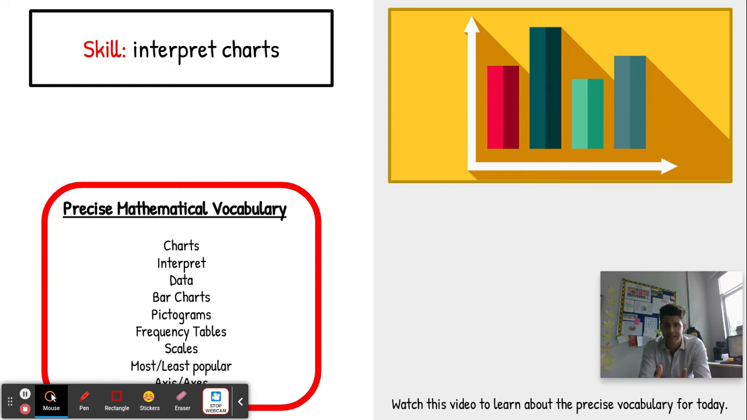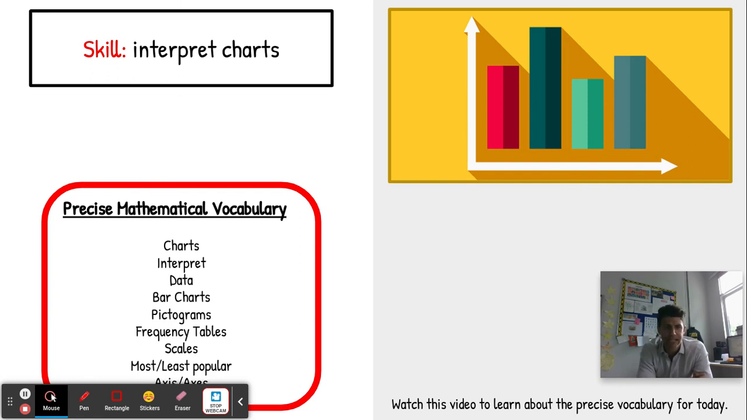There's that word there, data, which is just a nice word for information that we collect and put into charts. We've got bar charts and pictograms, which again I'll get into a little bit later on. We've got frequency tables, which are just used to collect the data first before they go into the charts. Again, we'll pick on that later on. We've got that word there, scales, which are important when you're drawing your bar graphs. We'll talk about that later on.